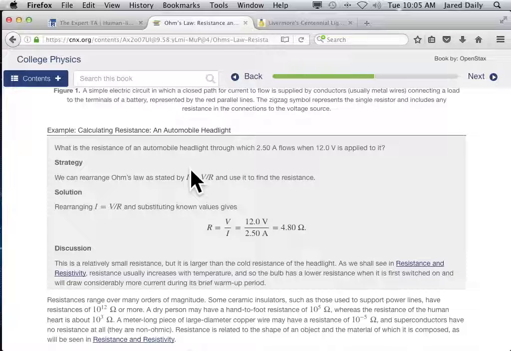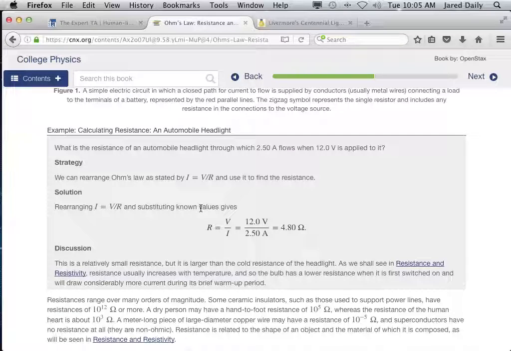In this case, they want us to calculate the resistance of a headlight if it has 12 volts across it, 12 volts of potential across the light bulb, and 2.5 amps through the light bulb. This is an important point right now.